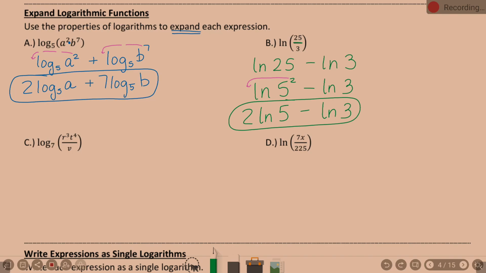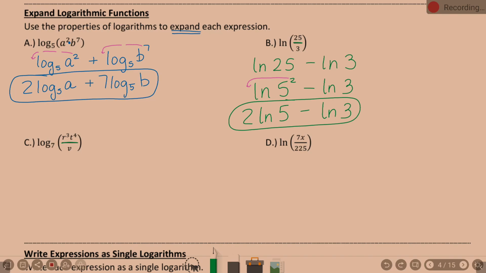Okay, C. Log base 7 of r cubed t to the 4th all over v. What stands out most? There's 2, like, it's more complicated. Okay, I get the idea you're hinting at there's powers. But we're not going to worry about powers till the end. If I were to break this up just one way right now, you guys see division? That's going to be your easiest start.